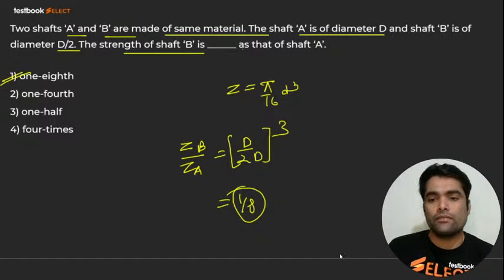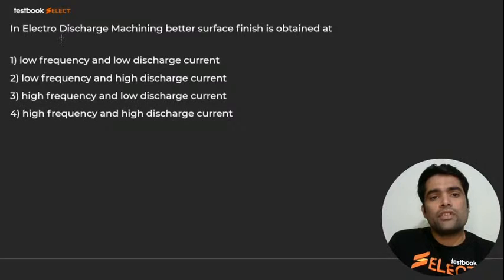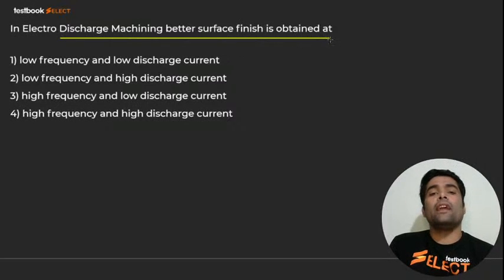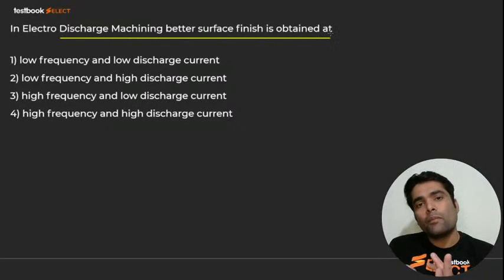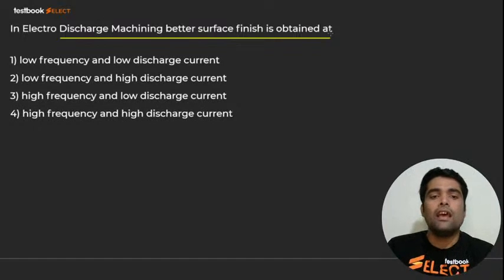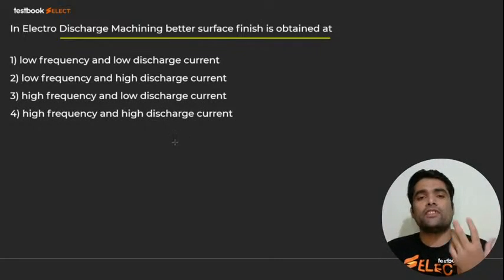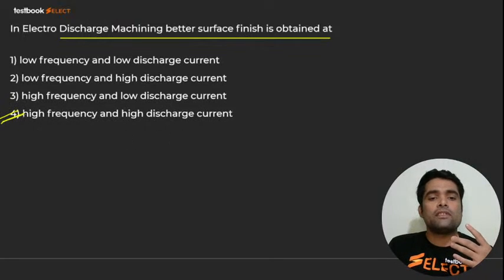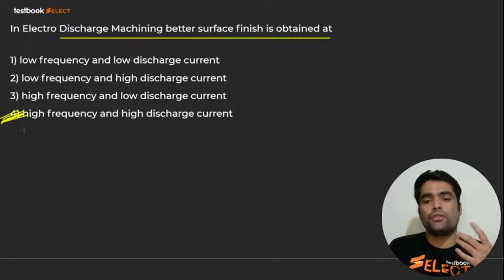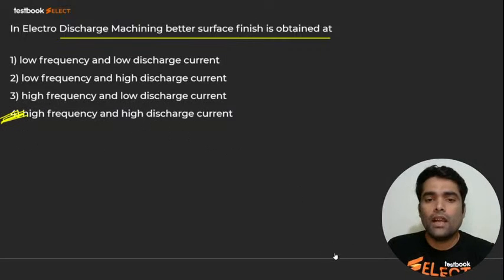Next: in electro discharge machining, you get a better surface finish at high what? High current and high frequency. If you want a better surface finish, then you should go for high frequency. It is an informative question. I hope you got it.